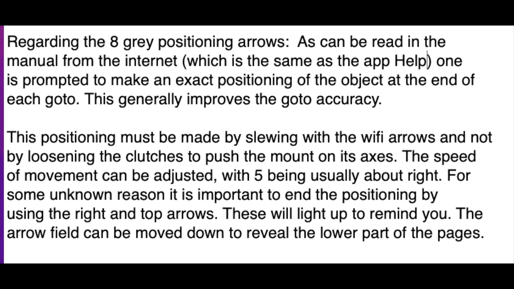Now, we've centered. This centering is a kind of alignment of the go-to aspect of the mount. It doesn't align it for tracking purposes. That is done by the polar alignment, which we don't see here at all. But it helps us then to find Jupiter again if we center it manually as instructed.